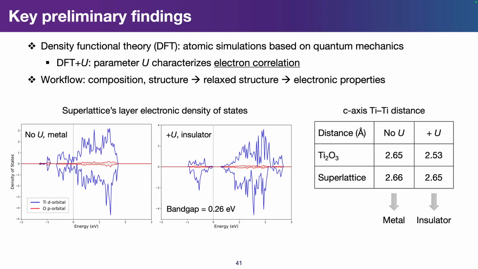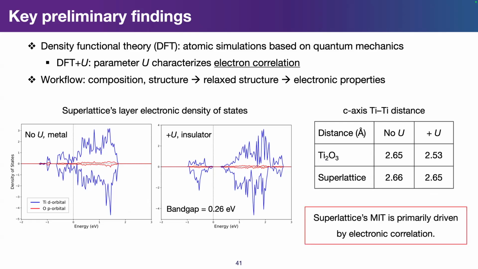To check that, remember that the C-axis titanium distance plays a role. So we check that parameter. We can see that for pure Ti2O3, our DFT plus U calculation is reflecting this structural change that drives MIT. But for the superlattice, the distance is not changing much. So this tells us that the superlattice's MIT is primarily driven by the electronic correlation effects, not the structural effect.